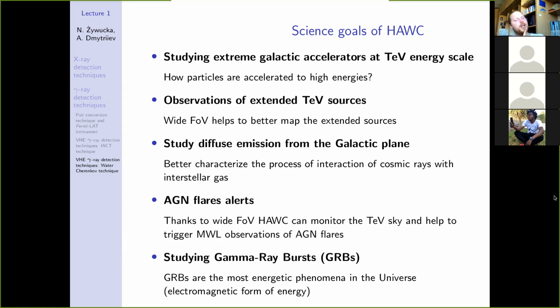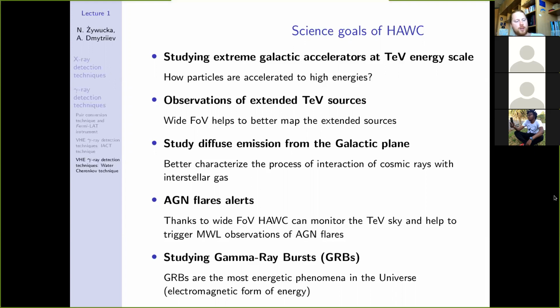Also, I didn't put it here in the slides, but the last comment about scientific goals is the multi-messenger studies. So neutrino. If a neutrino is detected from some source, we are curious about whether the source is also emitting gamma rays. Like this, we can better understand the source, and so HAWC is able to respond quickly.